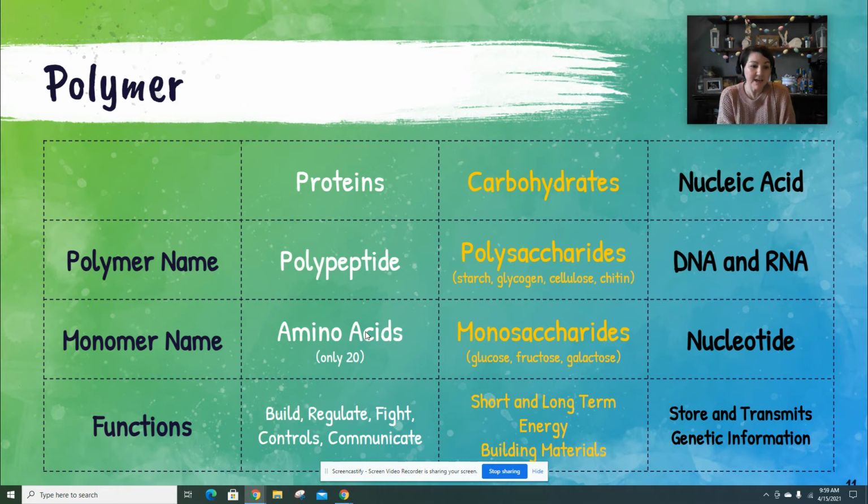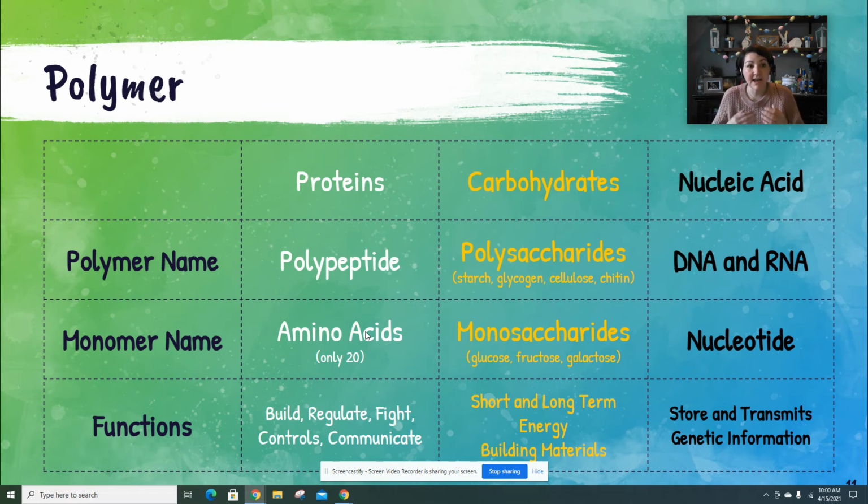So I remember we say proteins are mean. They're made up of amino acids. And there are only 20 amino acids that make up all of proteins. So the protein's function is going to be determined by the order of these amino acids and how that folds into a particular shape. So enzymes are a protein, and enzymes are very important to most biological processes. Other functions of proteins include building, regulating, fighting disease, controlling cell processes, and communicating between cells.